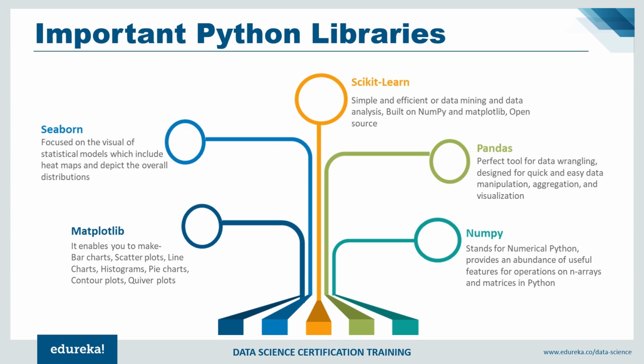And finally we have NumPy. NumPy stands for Numerical Python. It provides an abundance of useful features for operations on n-dimensional arrays, which are the NumPy arrays, and matrices in Python. Mostly it is used for mathematical purposes, which gives a plus point to any machine learning algorithm. So, guys, these were the important Python libraries which one must know in order to do any Python programming for machine learning, or as such, if you are doing Python programming, you need to know about all of these libraries.